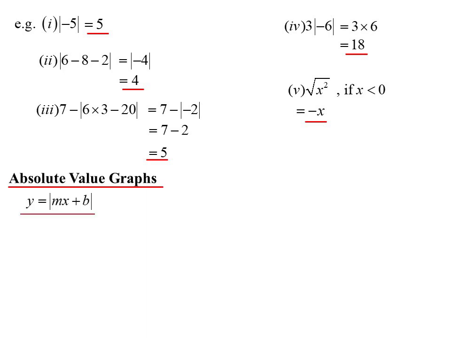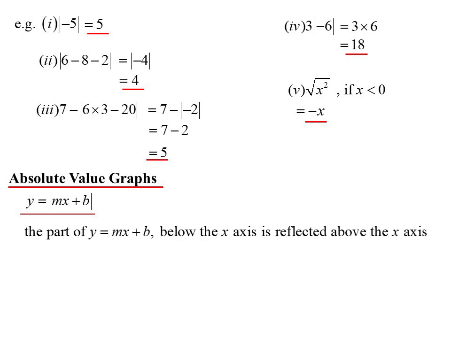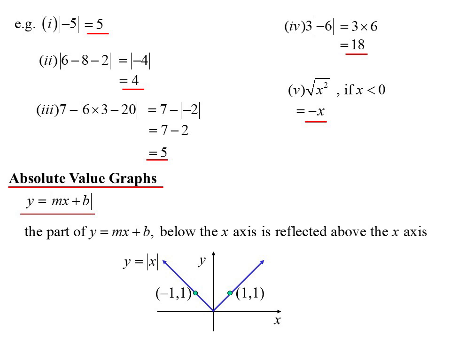What does the graph look like then? Here's a linear function, y equals mx plus b, but we're finding the absolute value of mx plus b. What basically happens is whatever is below the x-axis gets reflected above the x-axis, because the answer is always positive. So all those negative numbers turn into positive numbers. It reflects above. The most basic of them all, y equals x, so we end up with the V shape. The bit below has been reflected above.